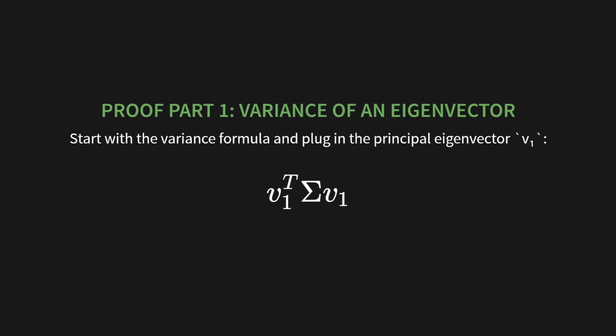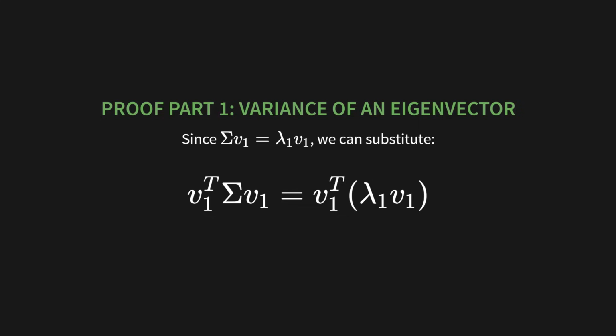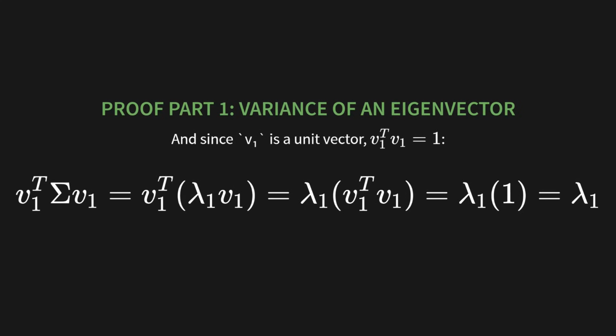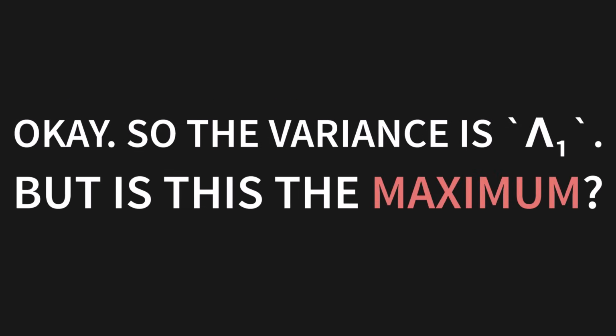Now, from the very definition of an eigenvector, we know that sigma times v1 equals lambda 1 times v1. So we can substitute that right in. Our expression becomes v1 transpose times lambda 1 v1. Next, we can just pull out the scalar eigenvalue lambda 1 to the front. So now we have lambda 1 times the quantity v1 transpose v1. And finally, since v1 is a unit vector, its dot product with itself, v1 transpose v1, is just 1. So we're left with lambda 1 times 1, which is simply lambda 1. Okay, so the variance is lambda 1. But is this the maximum? How do we know for sure?